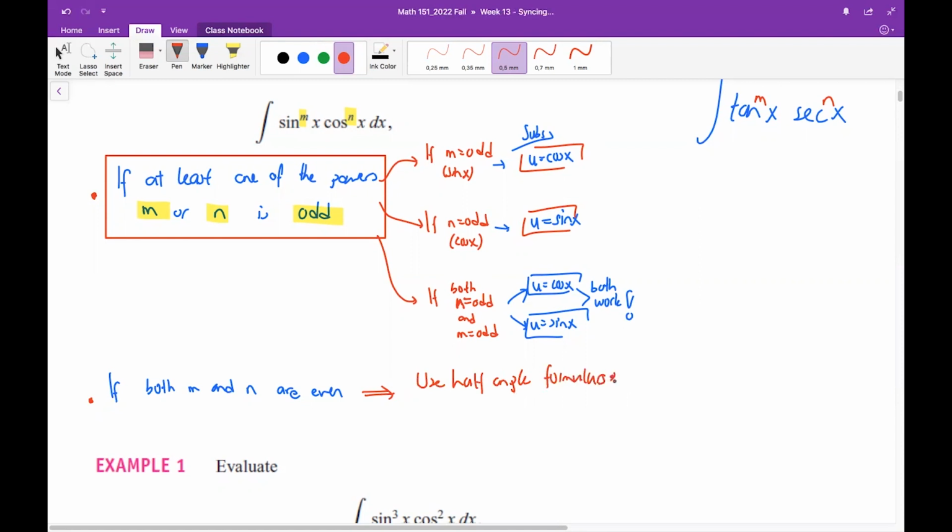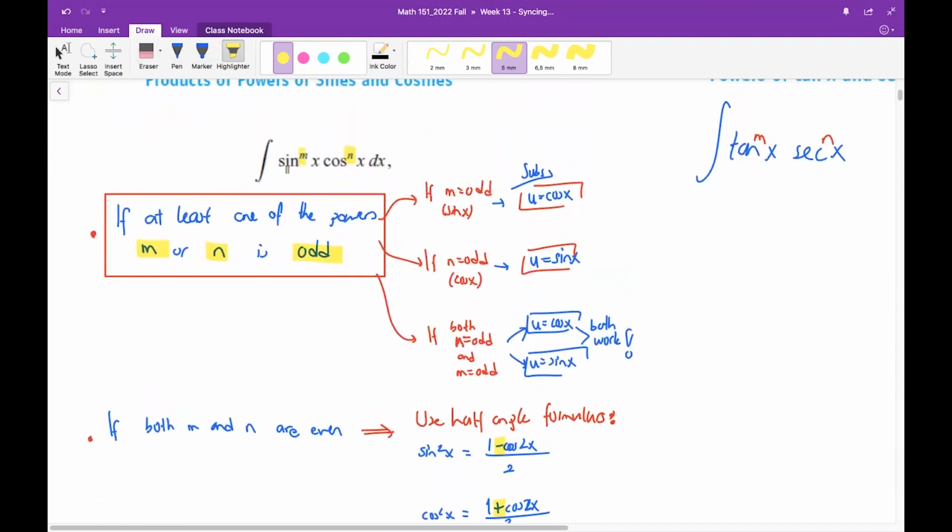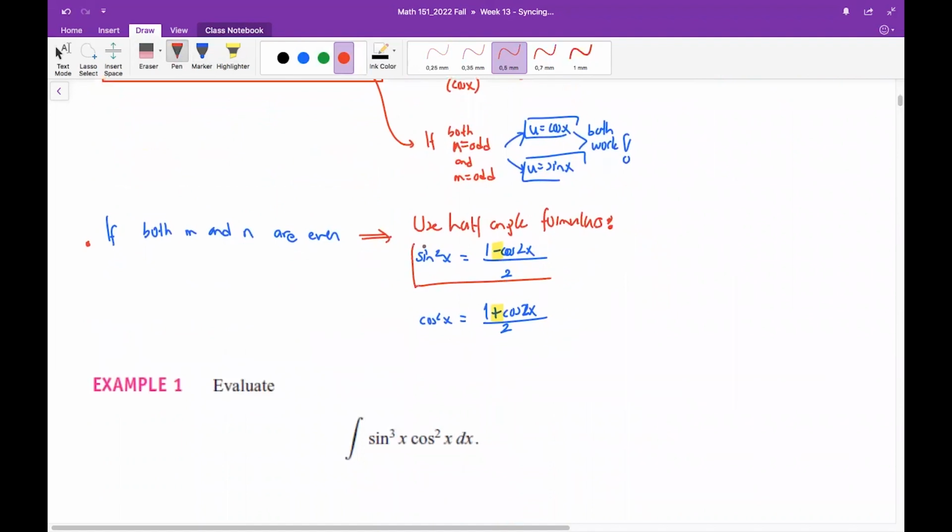What are they? We have these formulas for sine square x and cosine square x. Okay, let me write them down. Sine square x and cosine square x are given by these half angle formulas. And they look almost the same except for this plus minus difference. So if both powers are even, for example, if you have sine square x times cosine square x dx inside your integral, the first thing to do is to put in these half angle formulas, then you start computing the integral, okay?